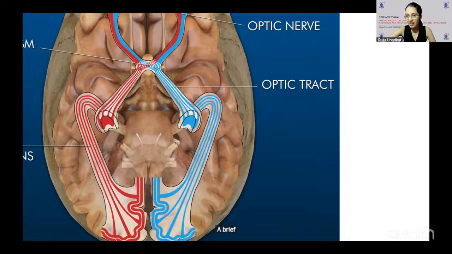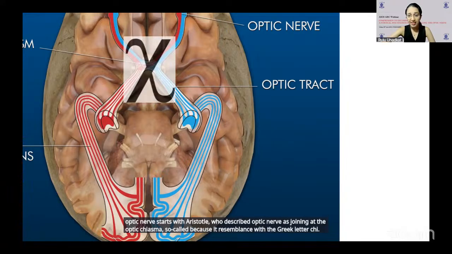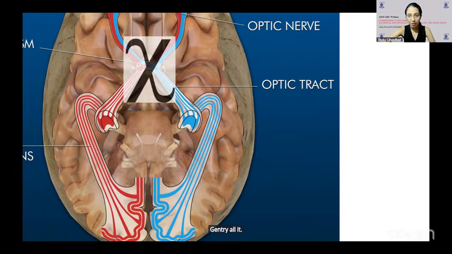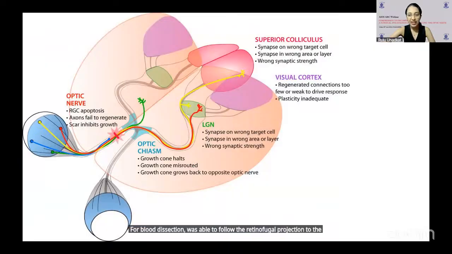A brief glimpse into historical milestones that shaped our understanding of the optic nerve starts with Aristotle, who described the optic nerves as joining at the optic chiasma, so called because it resembles the Greek letter chi. Galen, 1700 years later, using soft orange wood sticks for blunt dissection, was able to follow the retinofugal projection to the pretectum as well as confirm the main pathway to the lateral geniculate nucleus.